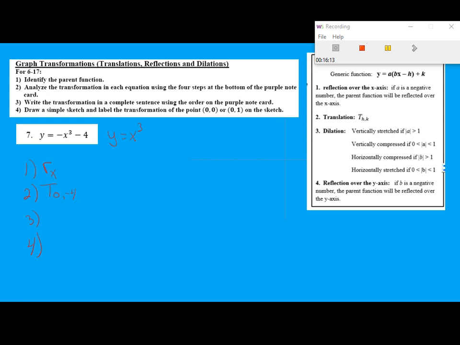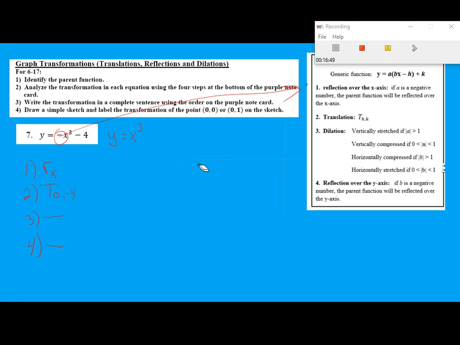I'm going to ask myself if there are any dilations, any stretches, any compressions, and there's no number in front there, so there has been none. And then we're going to ask ourselves, has it been reflected over the y-axis? In this case, the answer is no. The reason being, there's not a negative inside a grouping symbol with the x. This out here we already used when we said it was reflected over the x.